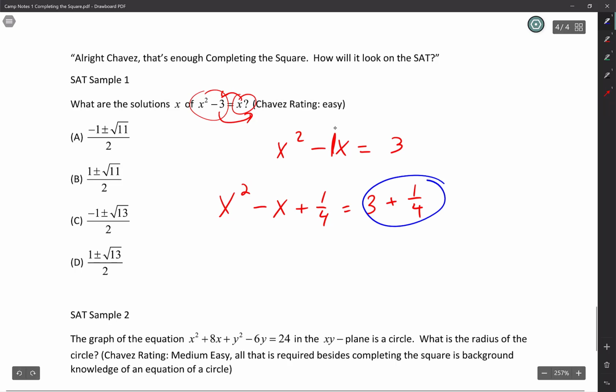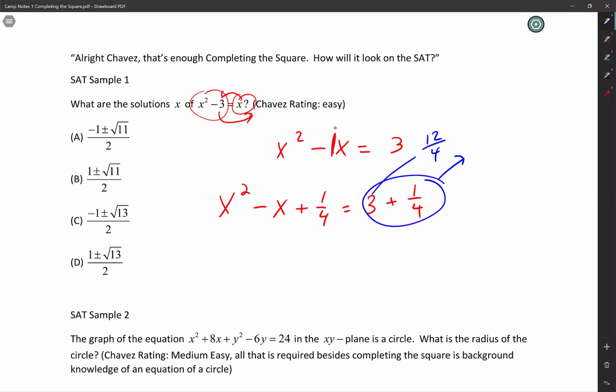I'm going to turn this into just one fraction here. 3 is equivalent to 12 divided by 4. 4 goes into 12 3 times. And then when you do 12 plus 1, it's 13. So here's what I have. This trinomial is going to reduce to a binomial. It's going to reduce to this: x minus a half, close it, put a square on it, equals 13 over 4.